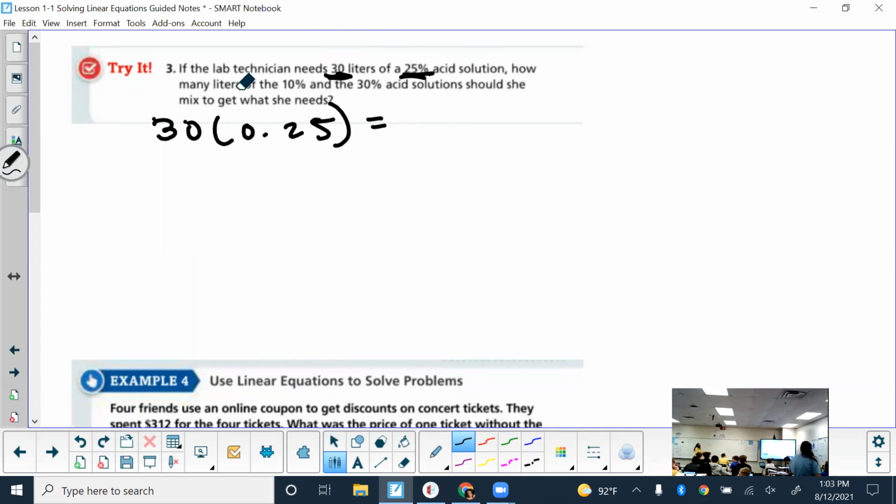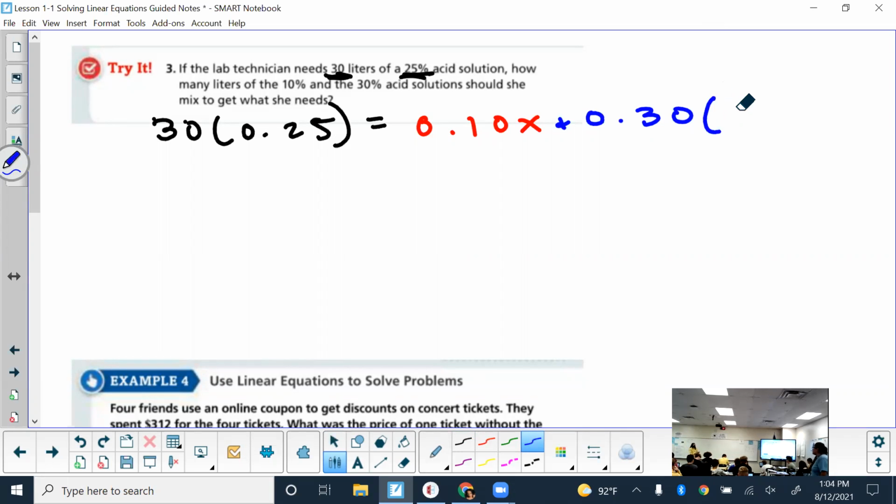Now, how do we write the next part for how many she needs of the 10% solution? 0.10x. Good. That represents how many liters she needs of the 10% solution. It's a variable because it didn't tell us, did it? Right, no, so we make it an unknown. How do we write the 30% solution part? Plus 0.30, is that all?